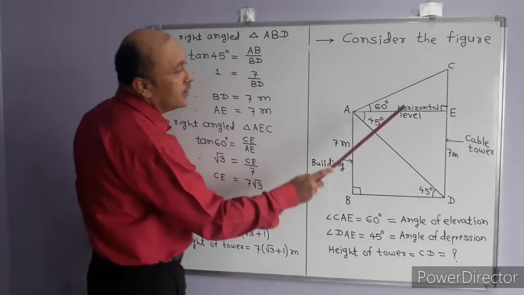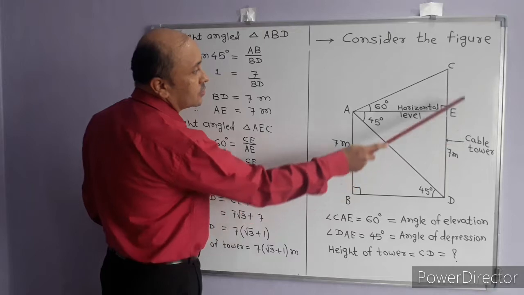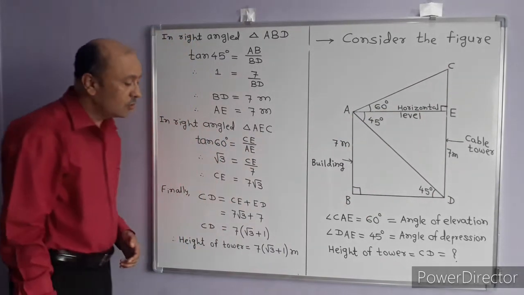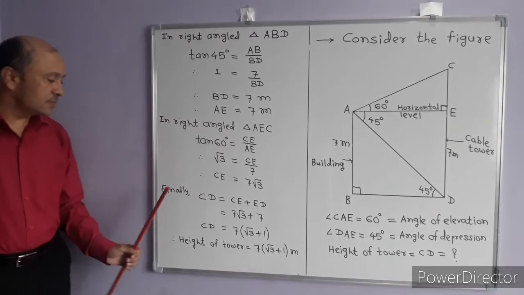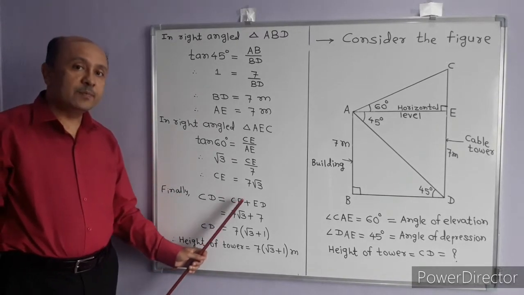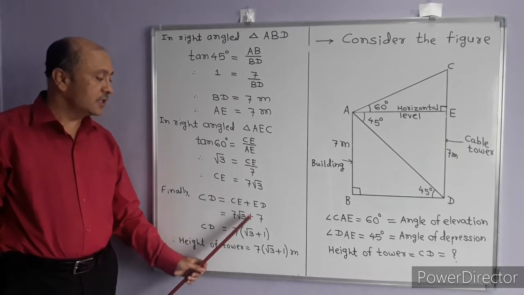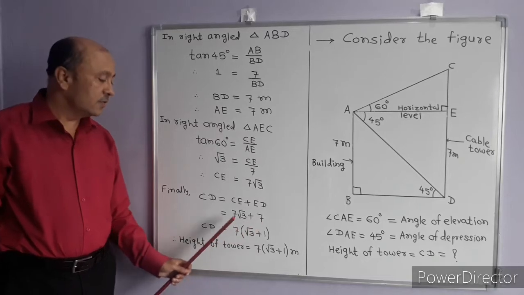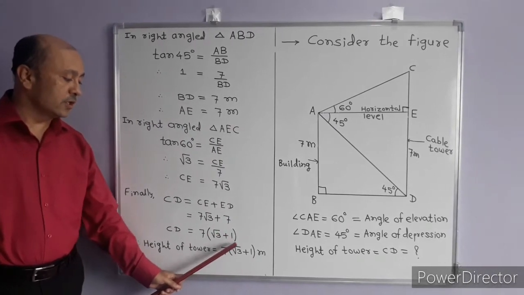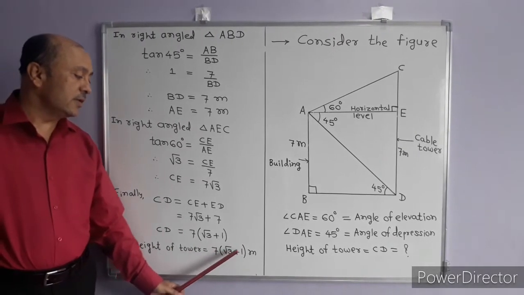So we got AE, we got CE, and already we know DE. So CE plus DE is nothing but CD, that is the height of the tower. That is the last part of the example. Finally, CD is equal to CE plus ED, that is 7 root 3 plus 7. What is common here? 7 is common here. Then the bracket remains root 3 plus 1. So the height of the tower is 7 times root 3 plus 1.